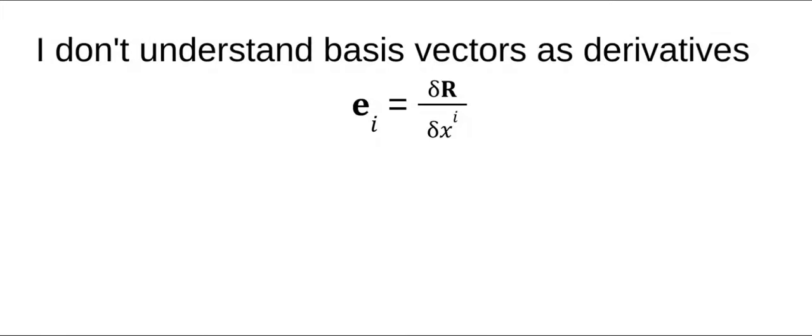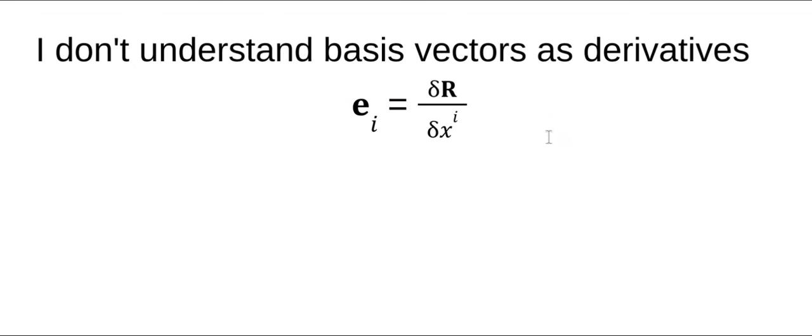Hello, Tensor friends. I got an interesting question here, and I'm paraphrasing it to make it simple. The question: I don't understand basis vectors as derivatives. So the ith basis vector is equal to the partial derivative of a position vector with respect to that ith coordinate. In other words, this could be e_x, and that would be x. This could be e_r, this would be r, etc.